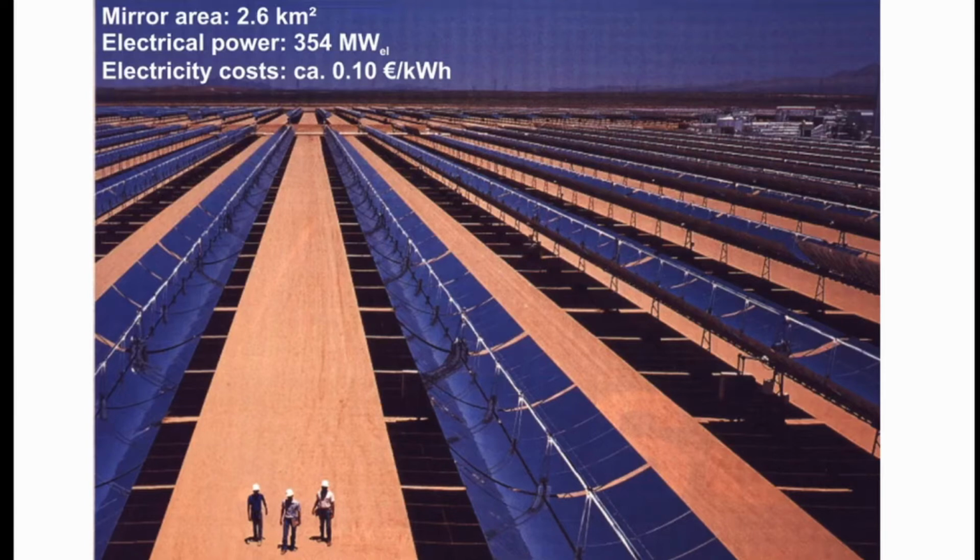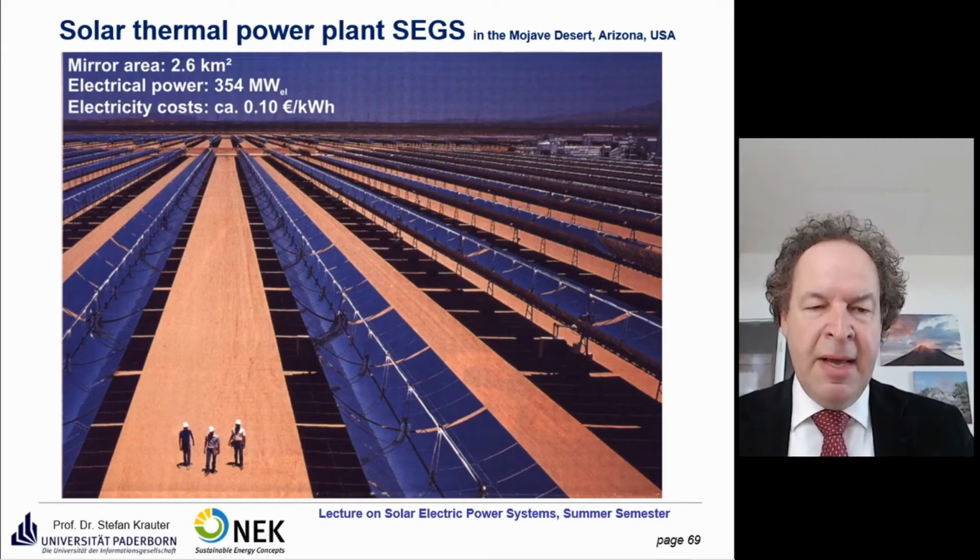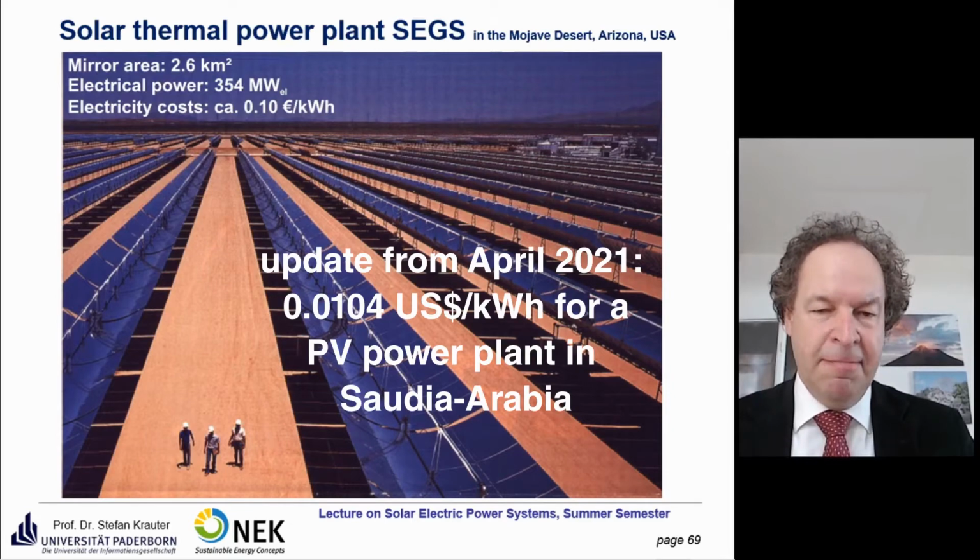In the end, the total electricity costs were around 10 cents per kilowatt hour. In comparison to photovoltaics nowadays, that is quite a lot. The last quotes, I think for a big Qatar power plant, the last offers there have been in the vicinity of 1.4 cents per kilowatt hour for photovoltaic power plants.